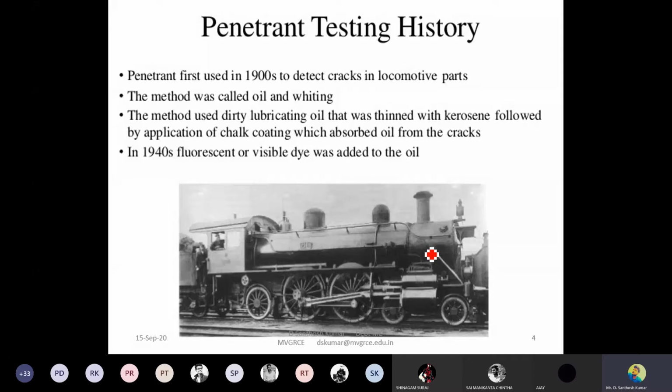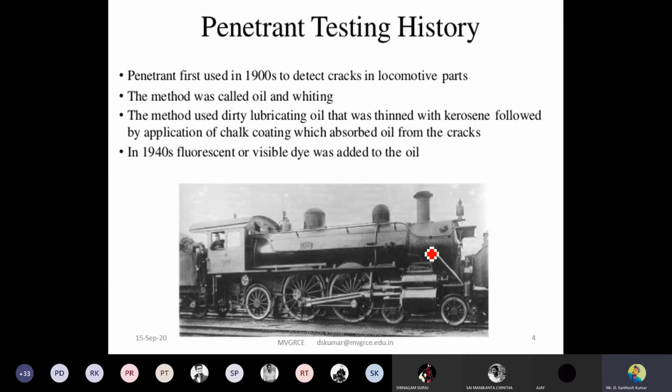It means with the help of a chalk piece, you simply rub the chalk at exactly where the discontinuity is. Later you apply the oil. Then obviously you can get the white marks exactly where the discontinuities are. This method usually used a dirty lubricating oil which was thinned with kerosene, so they added some kerosene in that, followed by the application of a chalk coat. Here the chalk acts as a developer. And this is the old technique.